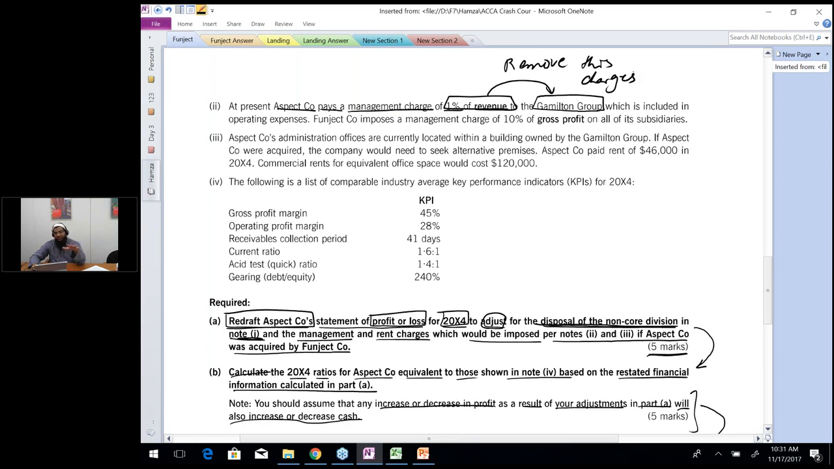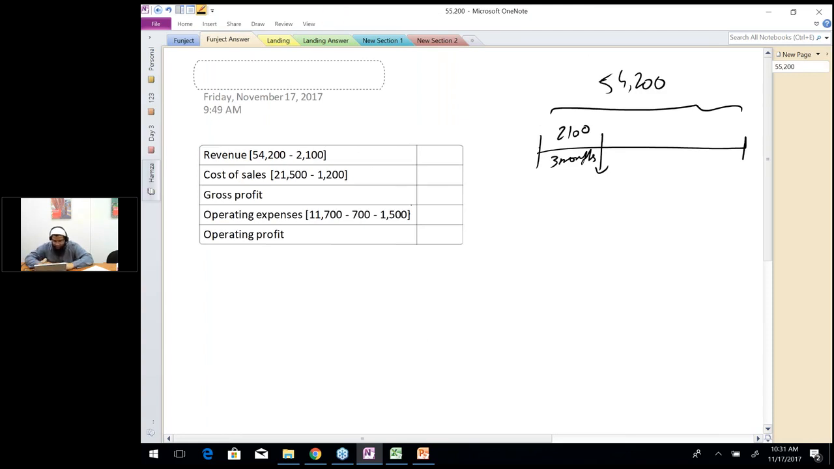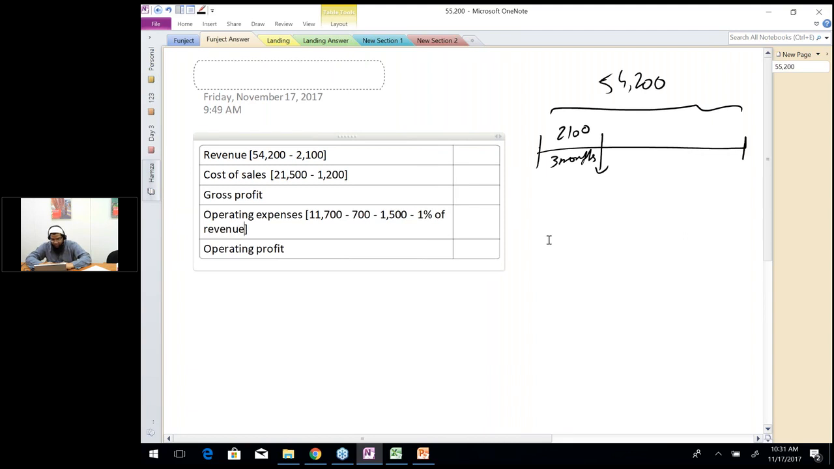They are paying 1% of the revenue as management charges, but once I acquire Aspect company, Aspect will not be required to pay any further management charges to Gamilton Group. So we are going to remove that, which is included in the operating expenses. So if I come to the operating expenses, I am going to remove the management charges, which is 1% of revenue. So let me calculate over here.